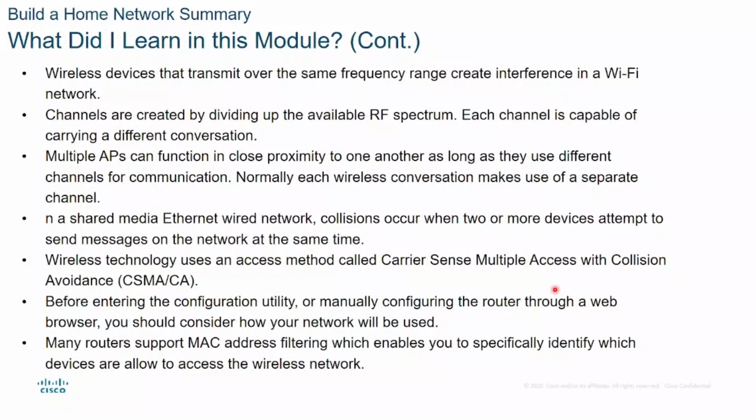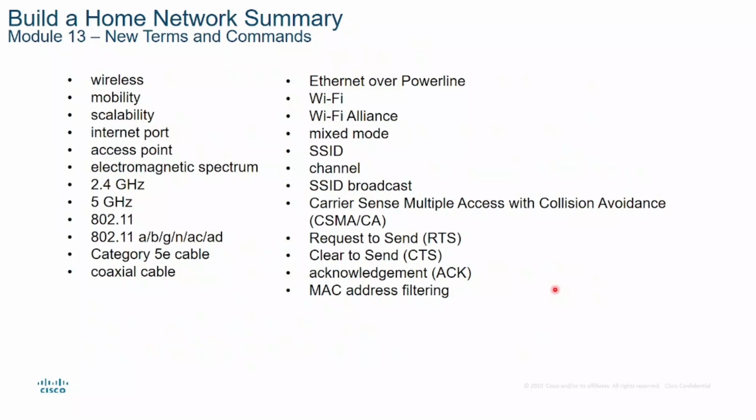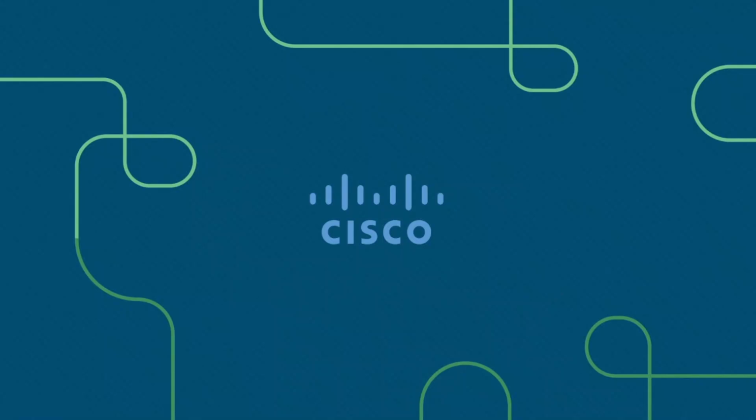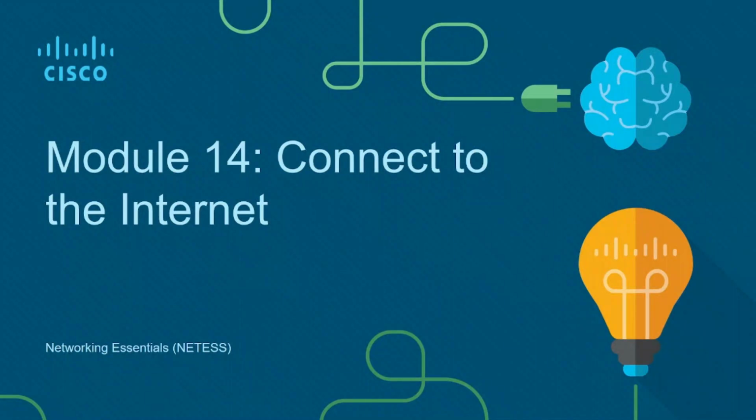So we've come to the end of this. You need to remember what the 5 GHz is in the electromagnetic spectrum, and what the Internet port means. The AP, which is the access point, Wi-Fi, wireless fidelity, or SSID. SSID broadcast. What the RTS means, the CTS, the acknowledgement, and MAC address filtering.